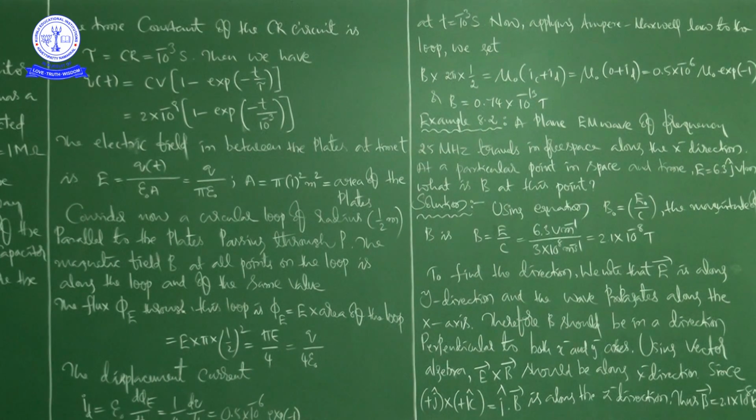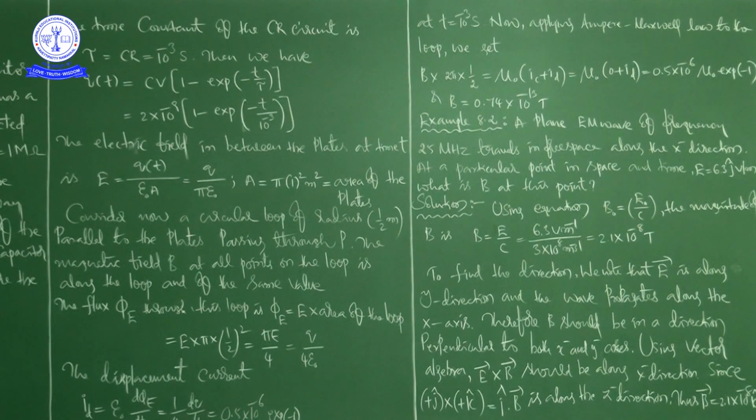So when B is equal to E by C, the E value they have given is 6.3 volt per meter, and C is 3 into 10 to the power of 8 meter per second. That is equal to 2.1 into 10 to the power of minus 8 Tesla. This is the value of the magnetic field. Now, to find the direction, because the magnetic field is a vector quantity, right?